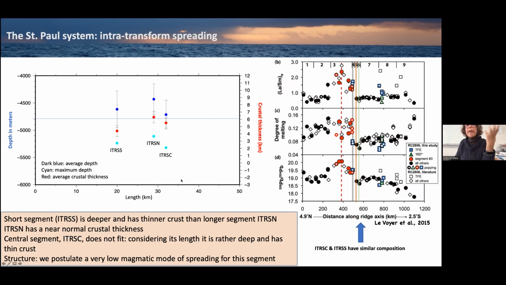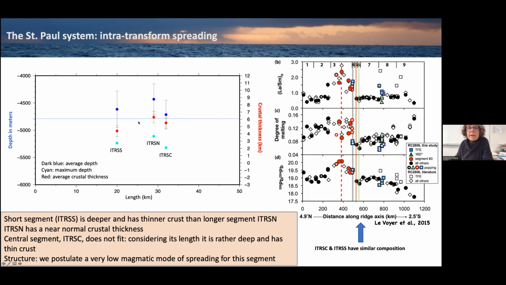So now if we compare the three segments among themselves, we see that we have south segment, north segment, and central segment. And if we consider in terms of length, the shortest segment is deeper and has thinner crust than the longer northern one. However, the central segment does not fit this trend because it's the longest, but it's one of the deepest, and it's also associated with thin crust.